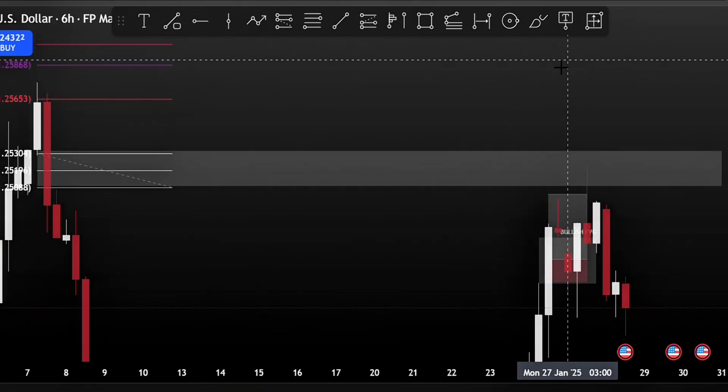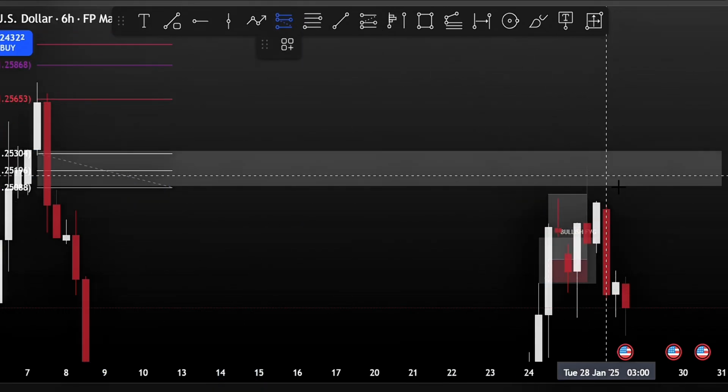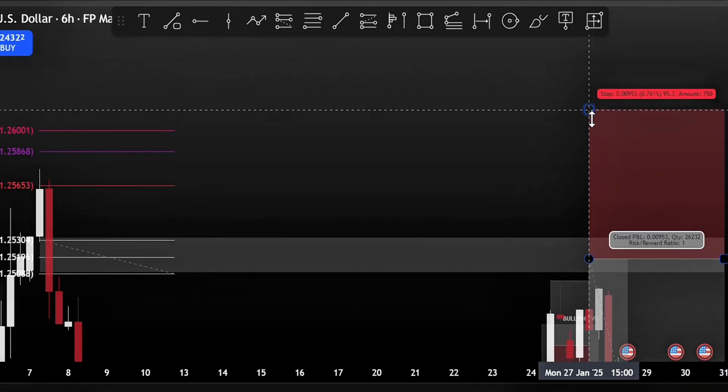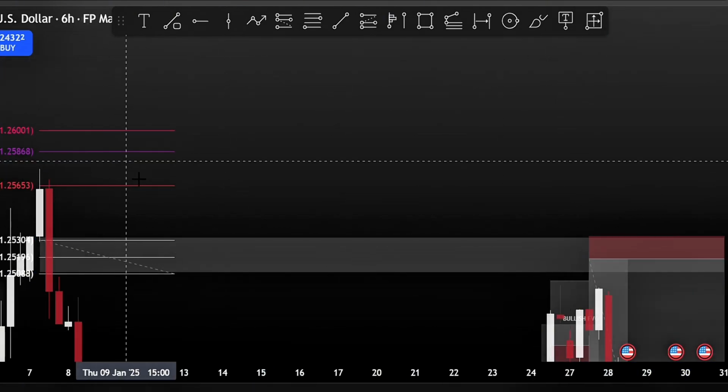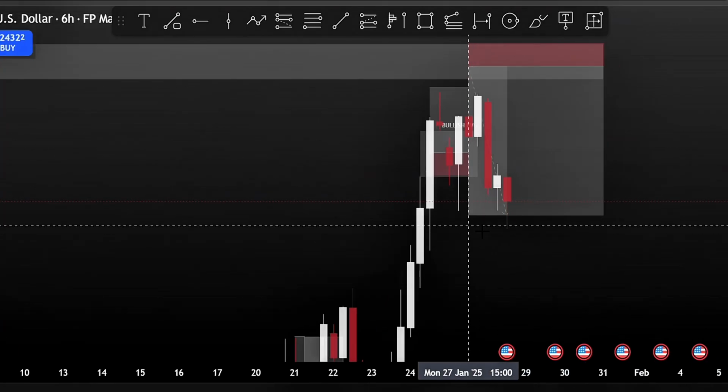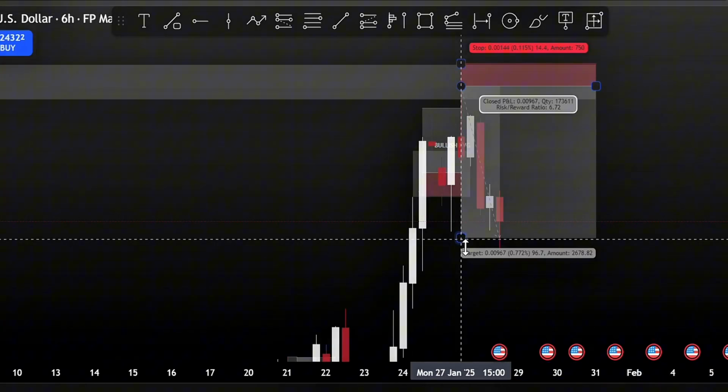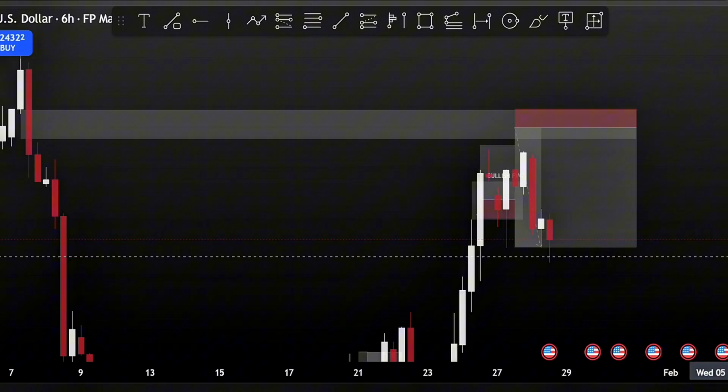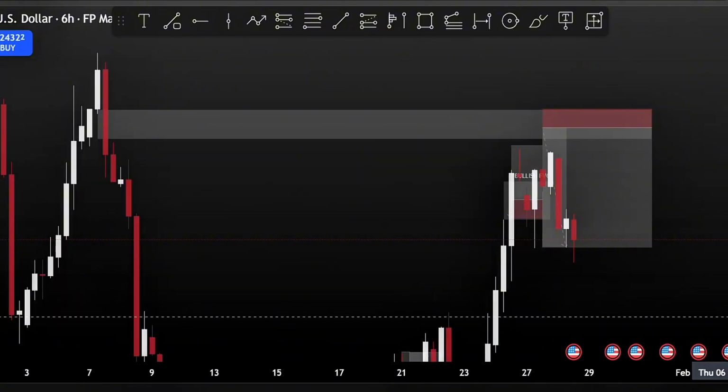As you can see, let me mark it. So this is a perfect entry. You can get the most perfect entry, and we got almost 6 RR in this trade. So this is how fair value gaps work, and this is the general idea behind what a fair value gap is, what weak fair value gaps are, what strong fair value gaps are, and how to identify fair value gaps overall.